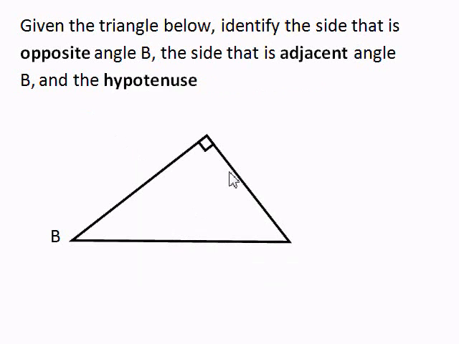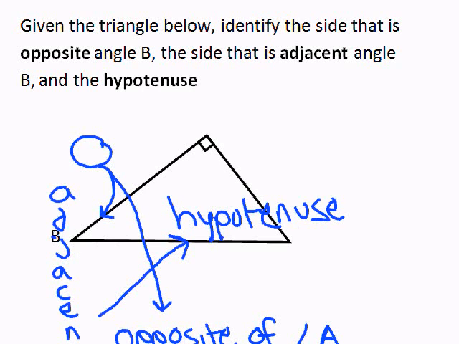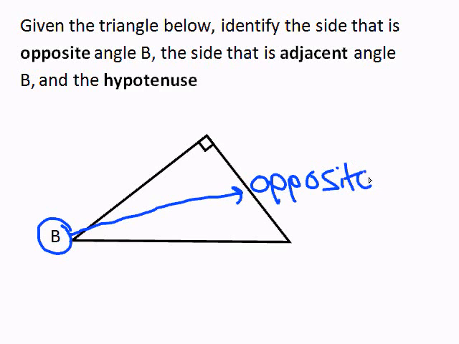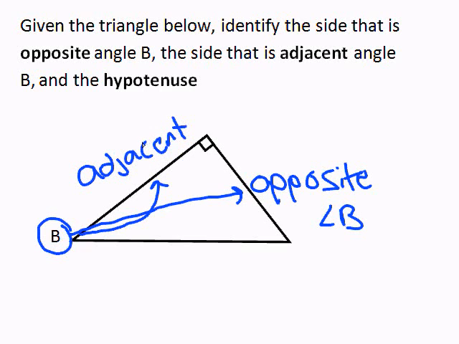On your own, and just in your mind, see if you can identify the side that's opposite angle B, the side that's adjacent to angle B, and the hypotenuse of the following right triangle. If we look at angle B, the side that is opposite angle B is this one right here. The side that's adjacent to angle B is this one right here. And the hypotenuse, which is across from or opposite the 90-degree angle, is right here.